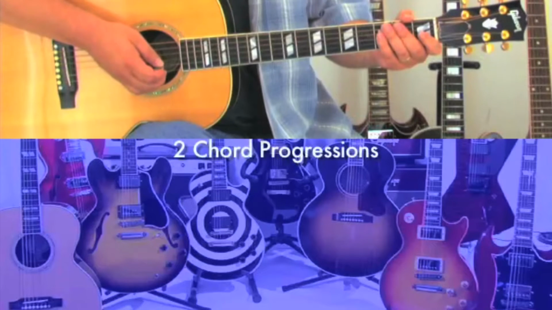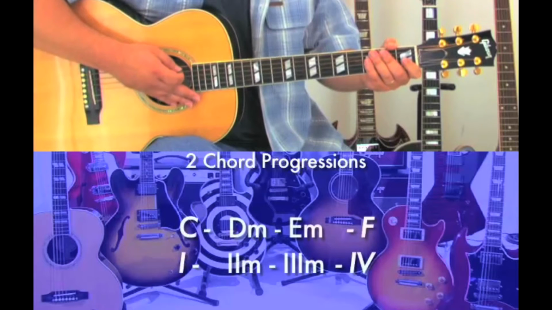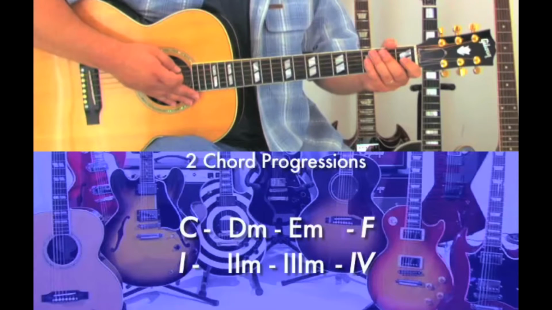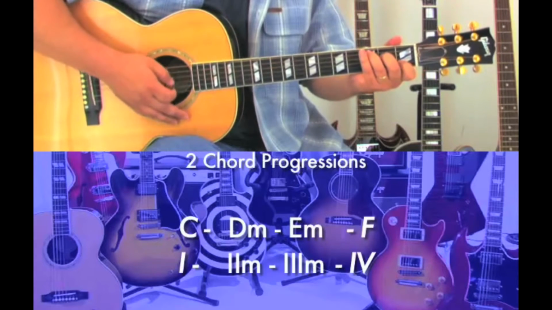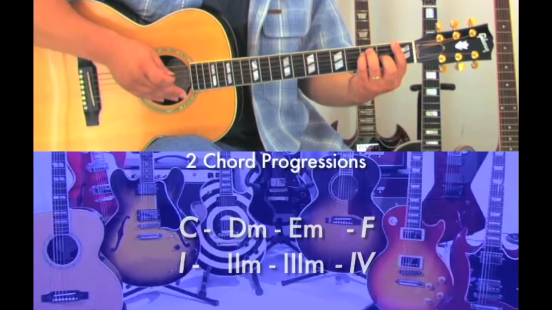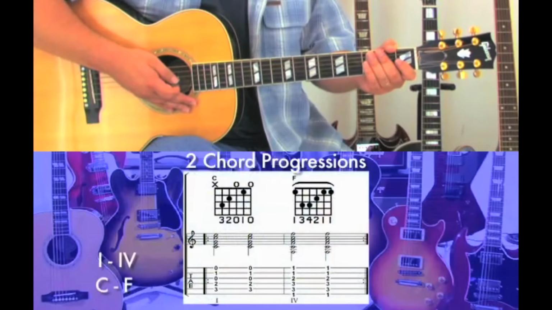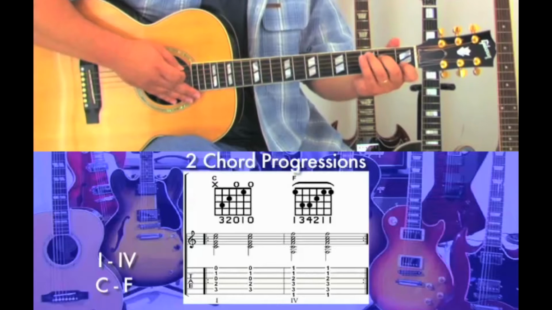Let's start by learning a few 2-chord progressions. First, we have a 1-4 progression. So in the key of C, we know that 1 is a C chord, and the 4 chord is F. Here we are going to apply a new rhythm pattern using half notes. A half note equals 2 beats, so we'll strum on 1 and 3 with our metronome set at 100 BPM.